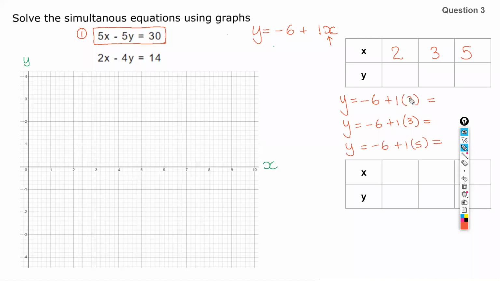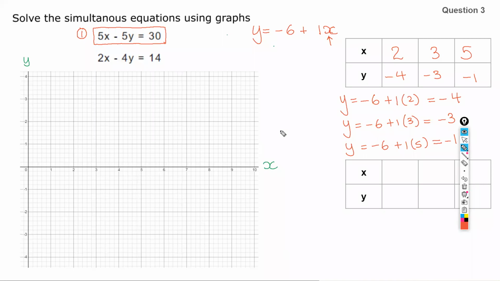1 by 2 is 2. -6 plus 2 is -4. I think I have that one correct. 1 multiplied by 3 is 3. -6 plus 3 is -3. And the next one, 1 by 5 is 5. -6 plus 5 is -1. All right, so we're supposed to get -4, -3, -1. You don't have to copy down my answers; make sure you reason it out on your end.